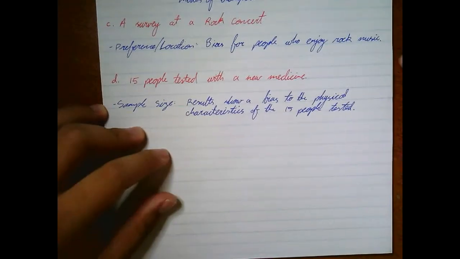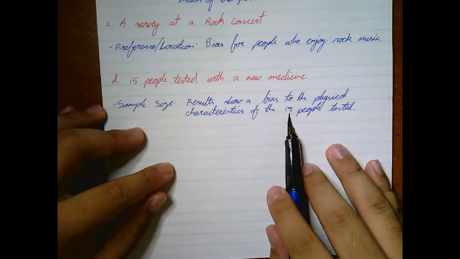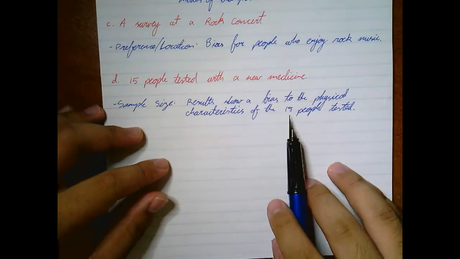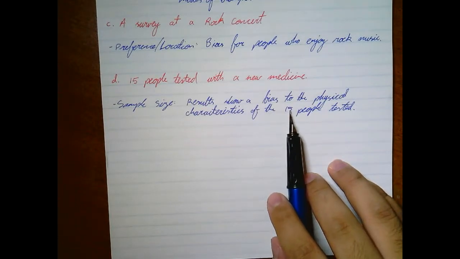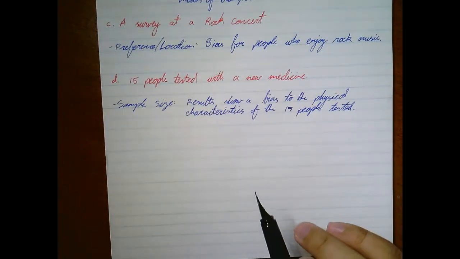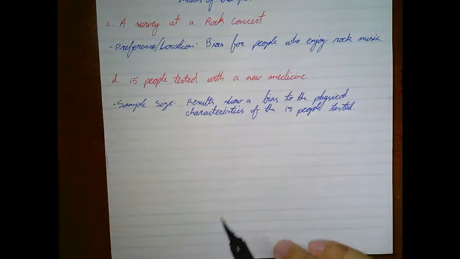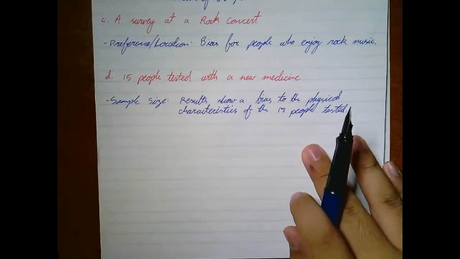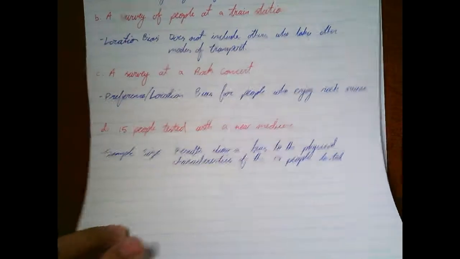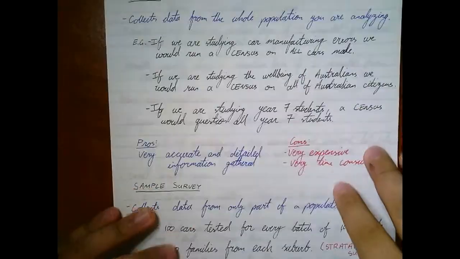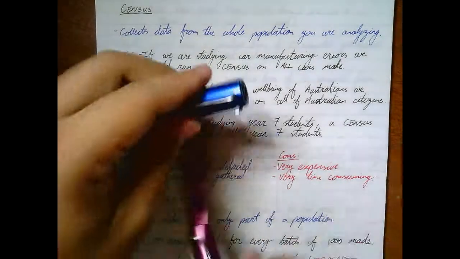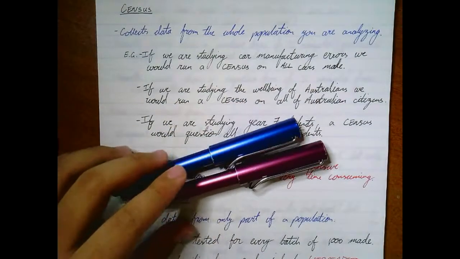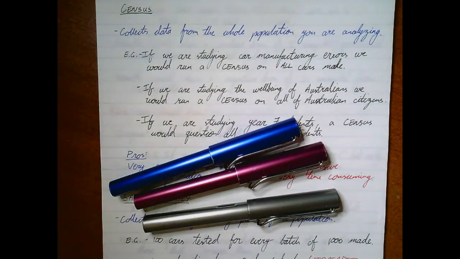So what if those 15 people were only men? What if those 15 people were aged 30 to 40? What about people who are 10 to 19, for example? So I hope that this is a good start for you to understand the different methods of collecting data for a data analysis. Best of luck.